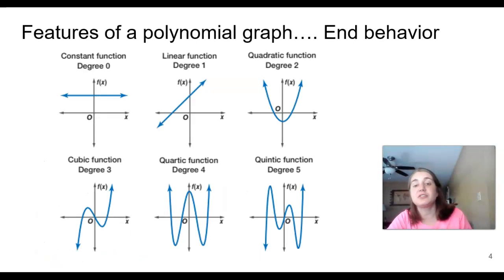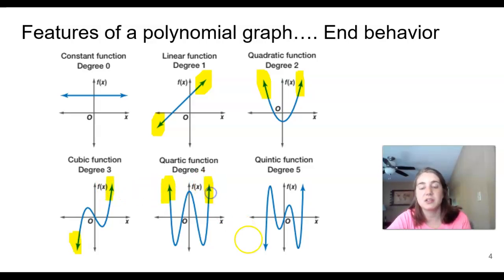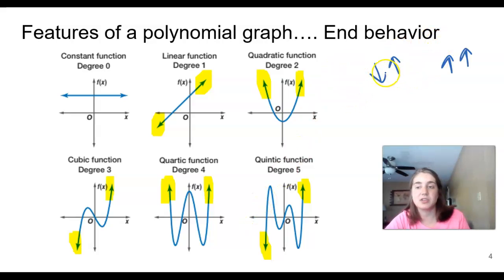So now we're going to talk about some features of polynomial graphs. Let's talk about end behavior. That talks about what the graphs do at the end. I'm going to highlight what all of them do at the end, and we're going to notice some patterns. We have down, up, up, up, down, up, down, up. So they can either be going the same direction or opposite directions.